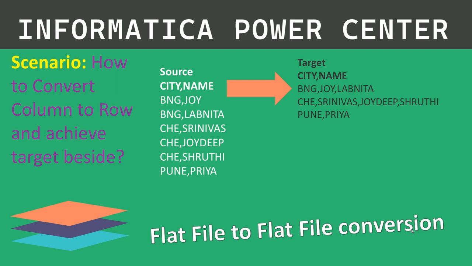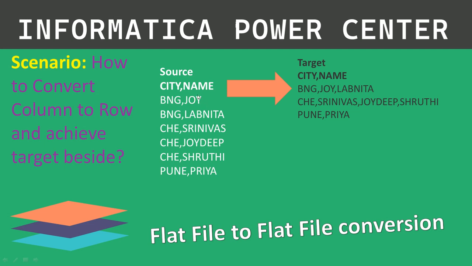Today we are discussing one scenario here: how to convert column to row and achieve the target beside. So here we have to convert this column value to row value. We are also removing duplication of data, and beside the name we have to give the duplicate city name.